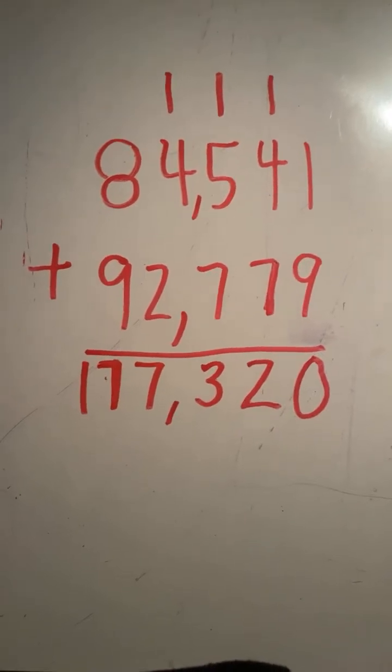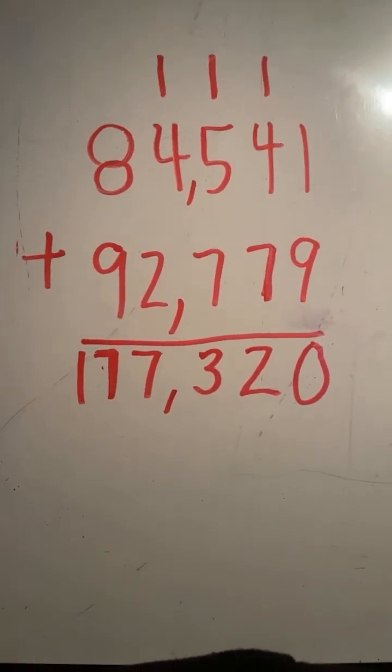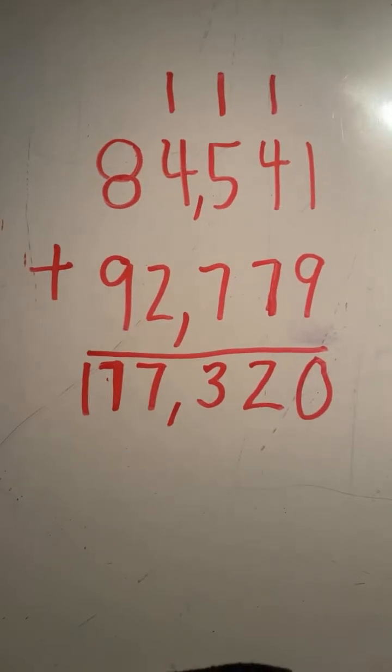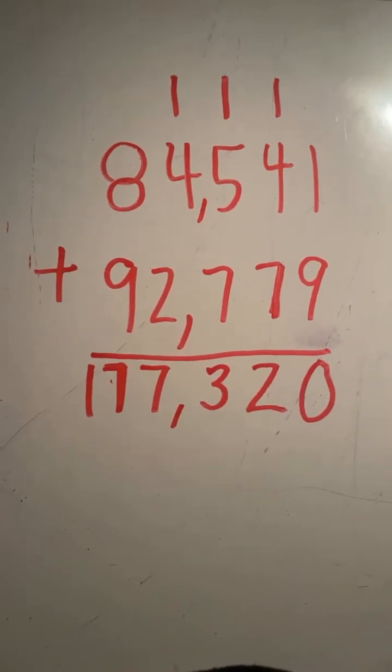84,541 plus 92,779 equals 177,320. It is correct. All right, final example, and then we are going to call it a video.